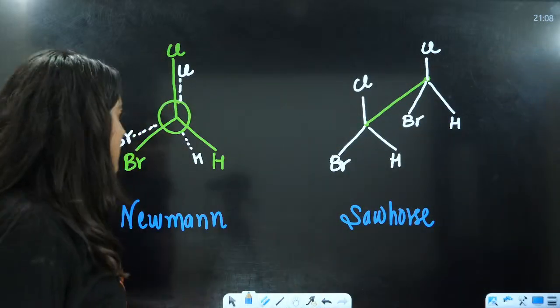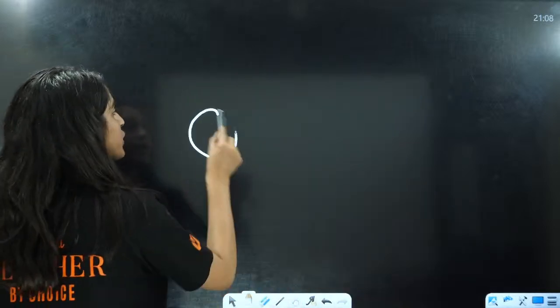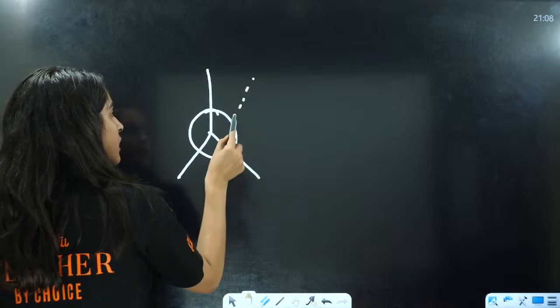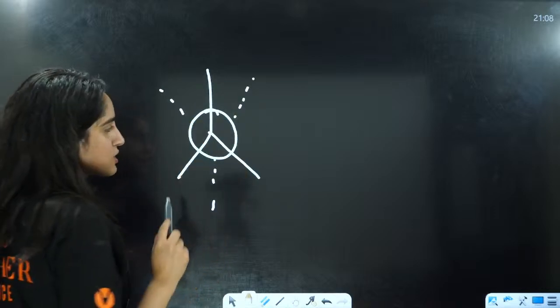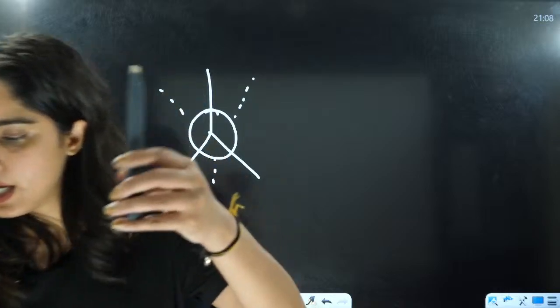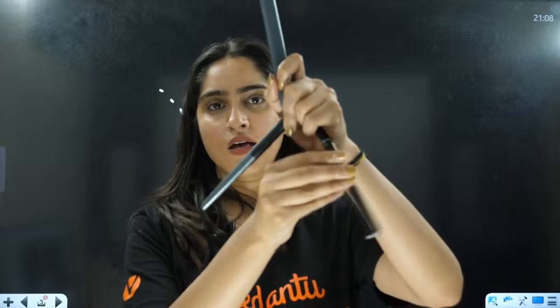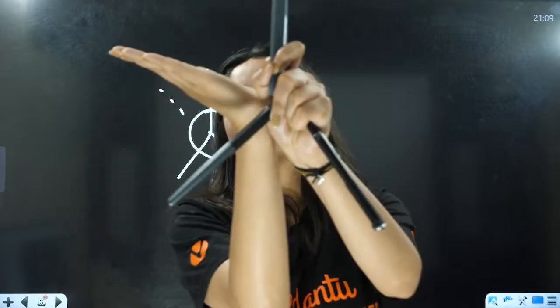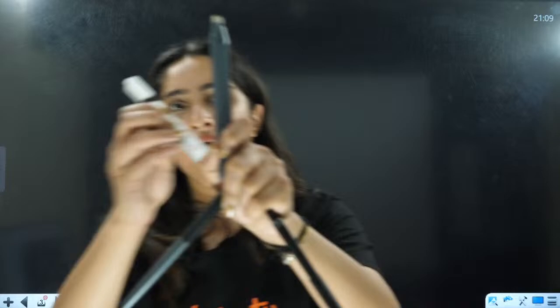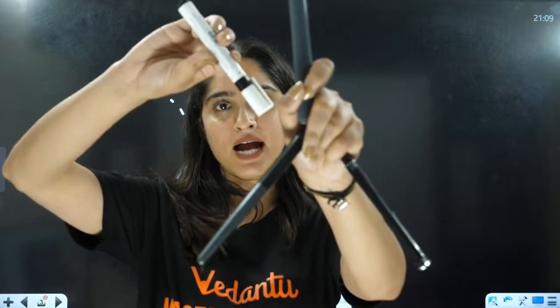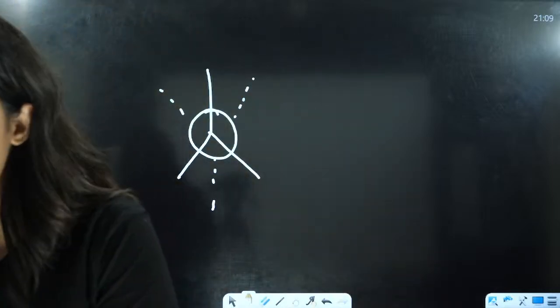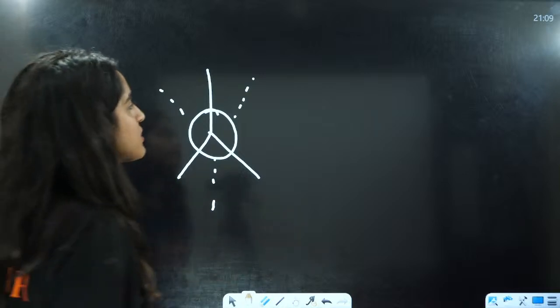Yes students. Now for example, you have something like this. What does this mean? This means that you have one carbon which is like this, and the other carbon is like this, and the backside carbon is like this. It has an atom here, here, and here, right? So the alignment is different here, and hence the structure is going to be different.